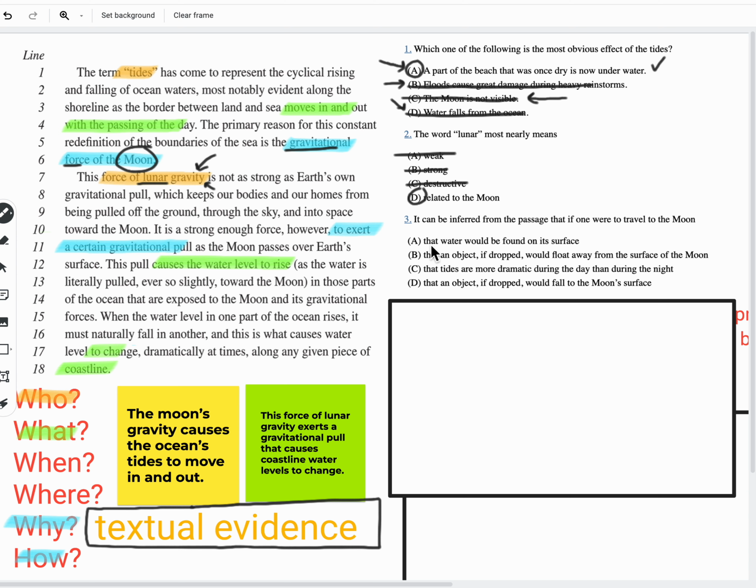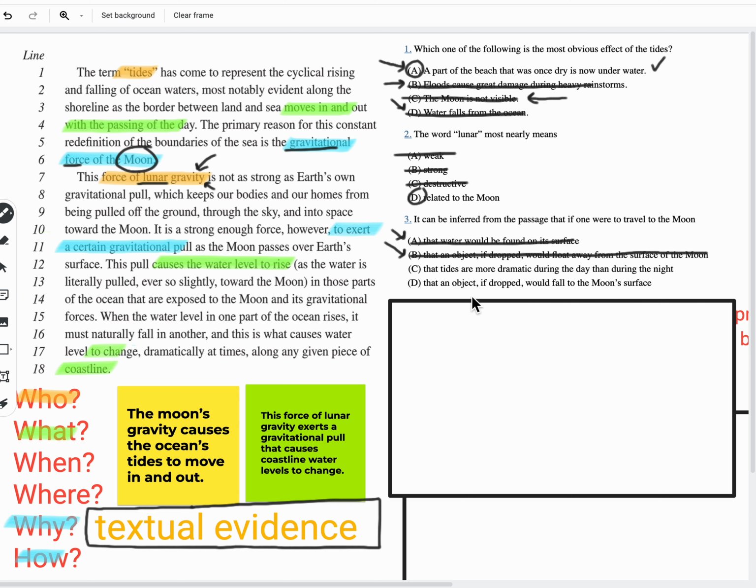Number 3, that water would be found on its surface. We do not have any textual evidence to support that water would be found on the moon's surface. B, that an object, if dropped, would float away from the surface of the moon. This would be opposite to what we would expect because the moon has gravity, and gravity actually causes objects to fall, not to drift away or float away.